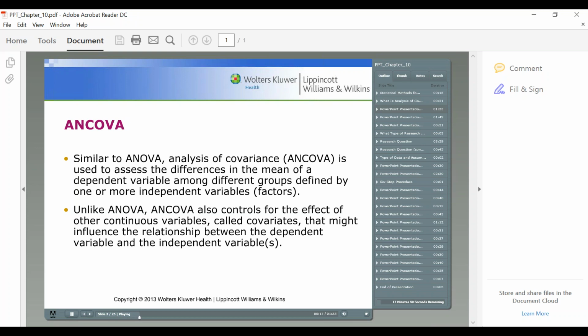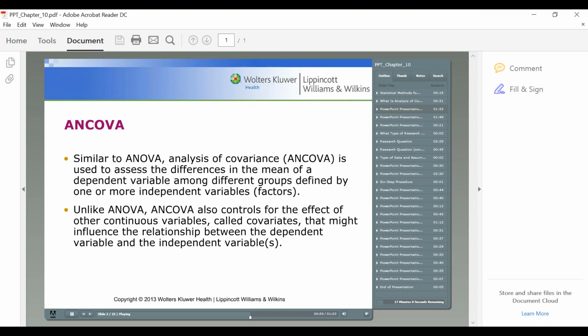Like I said, it is similar to the ANOVA, but it's used to assess differences in the means of at least 2 or 3 or more groups as defined by the independent variable. Just like the ANOVA, it runs very similarly. However, there's one aspect that is added when you're looking at the ANCOVA: an extraneous variable, or another variable that we want to control for when looking at the results, and this variable is called the covariate.